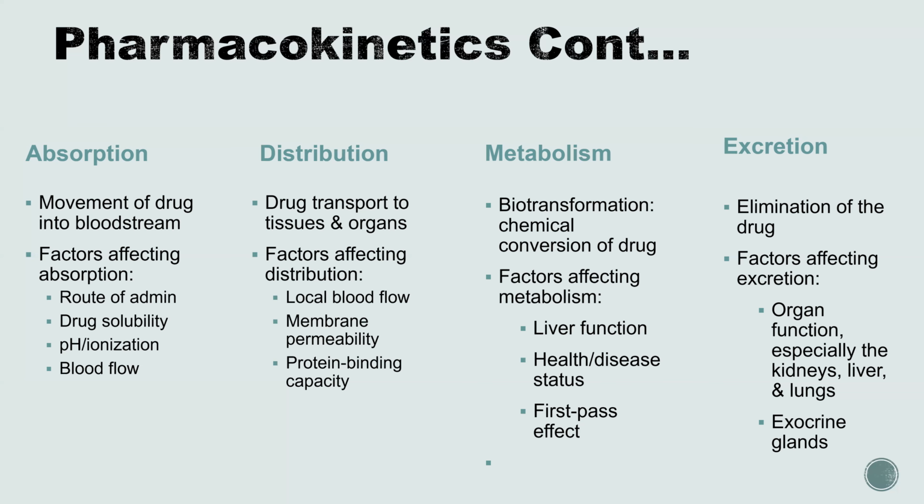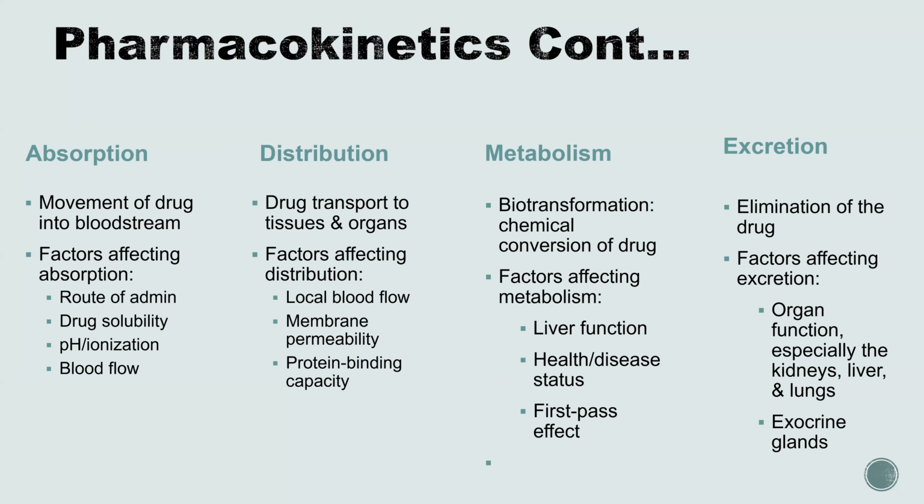And then factors affecting metabolism. So liver function, that's a big one, right? Because the liver is the primary site for metabolism. So with that, if liver function is impaired due to liver disease or aging or anything like that, the drug is going to be eliminated more slowly and toxic levels may accumulate more quickly.